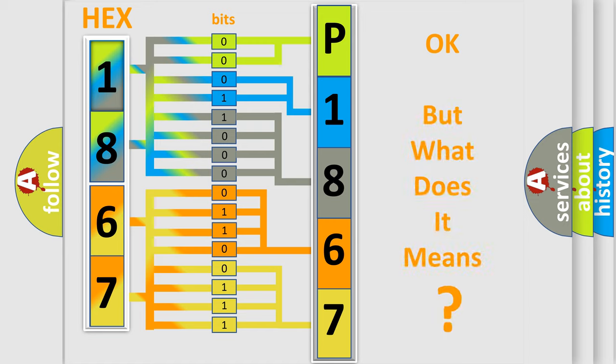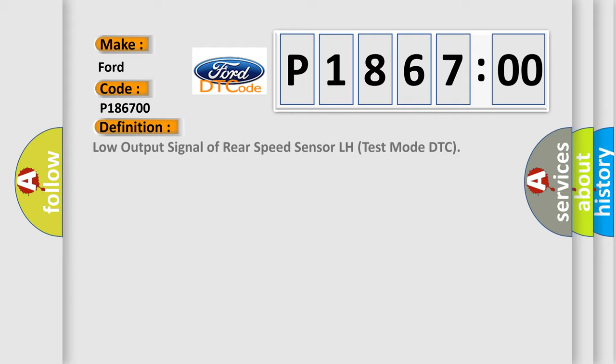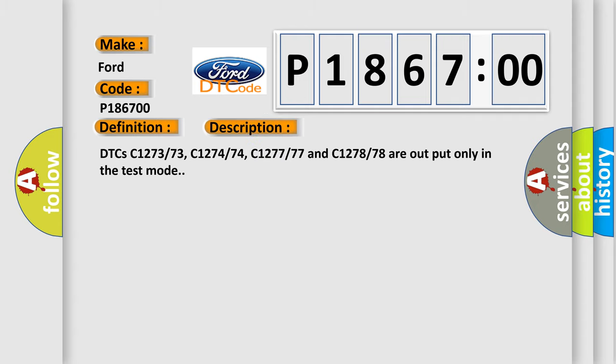The number itself does not make sense to us if we cannot assign information to what it actually expresses. So, what does the Diagnostic Trouble Code P1867-00 interpret specifically for Infiniti car manufacturers? The basic definition is low output signal of rear speed sensor LH test mode DTC. And now this is a short description of this DTC code.